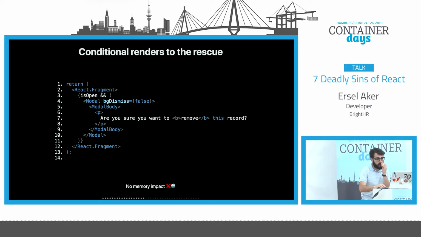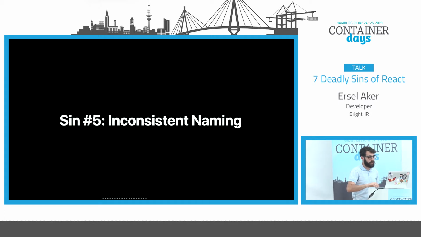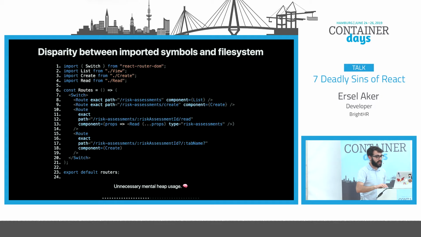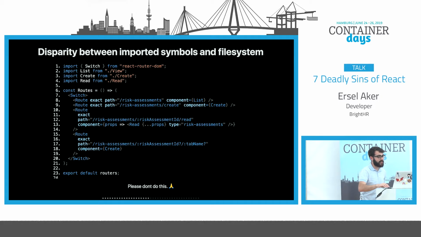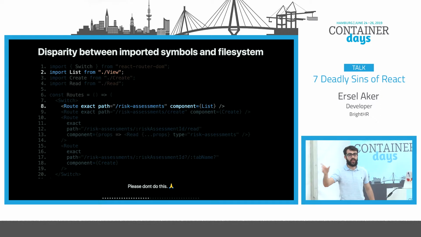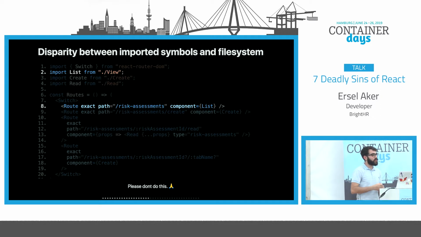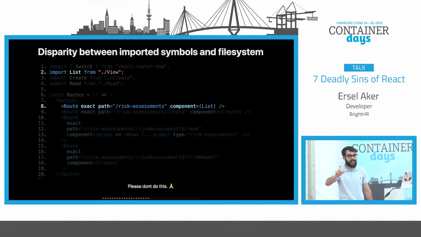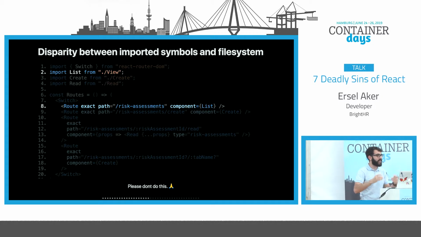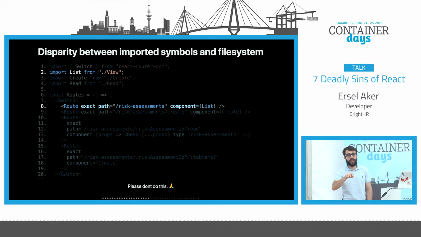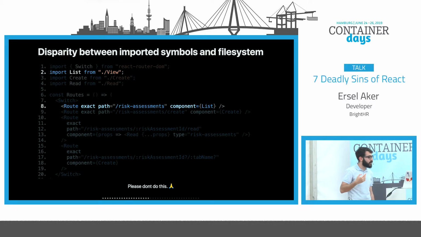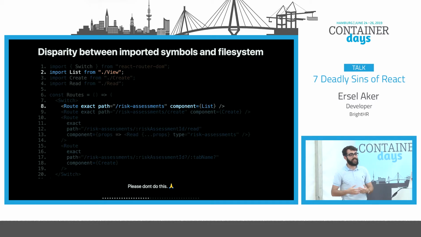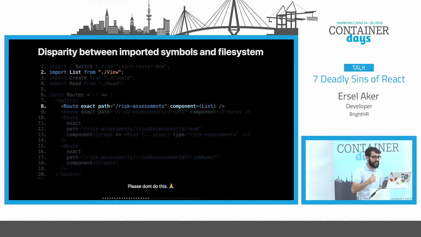Right. The next one, sin number 5, is inconsistent naming. So, this is a bit pedantic, but I sometimes see people do things like this: import list from view. Right? Okay. You're just being lazy. Just name the component to be view, or change the name of the file to be list or something, but use one name. Right? Because when I need to navigate my project structure, if I want to find the list component, I need to find the view file and look at that. That's not nice. Just rename it, please.